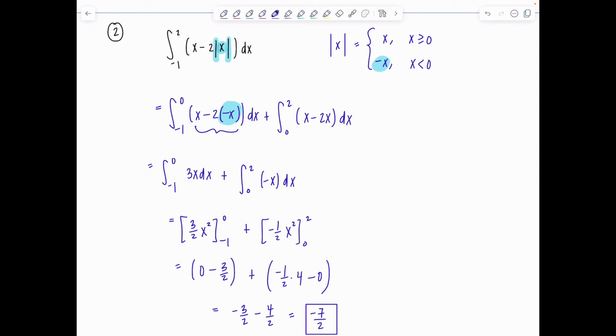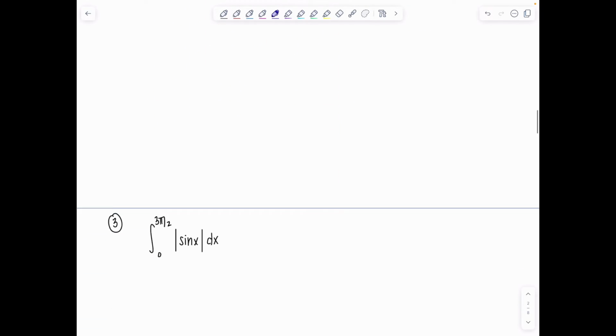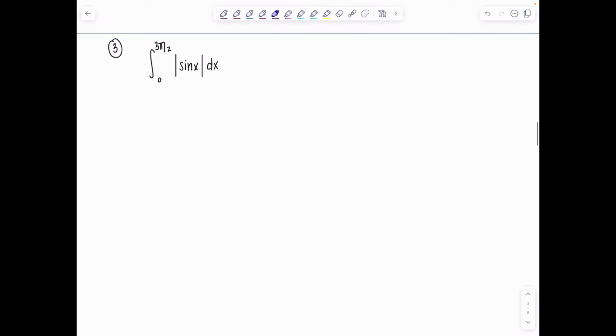Okay, let's spice it up a bit. Here we go. 0 to 3π/2 absolute value of sine x dx. Ooh, so absolute value of sine x is a little bit harder to rewrite piecewise because if you think about it, shall I draw you a little baby unit circle?